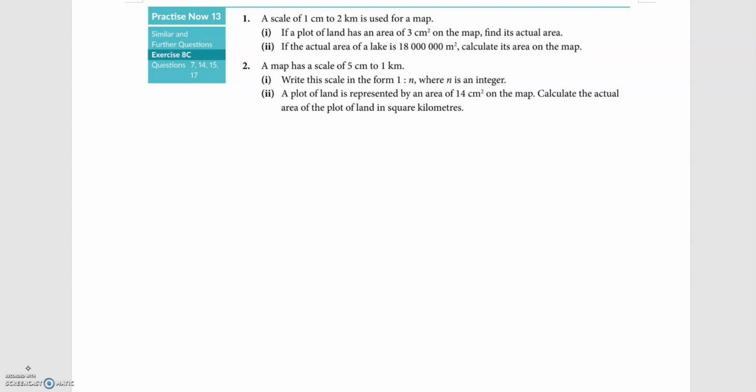Question number 1. A scale of 1 cm to 2 kilometers is used for a map. If a plot of land has an area of 3 cm square on the map, find its actual area. Now for this question, we have the ratio of the length, which is 1 cm is to 2 kilometers.